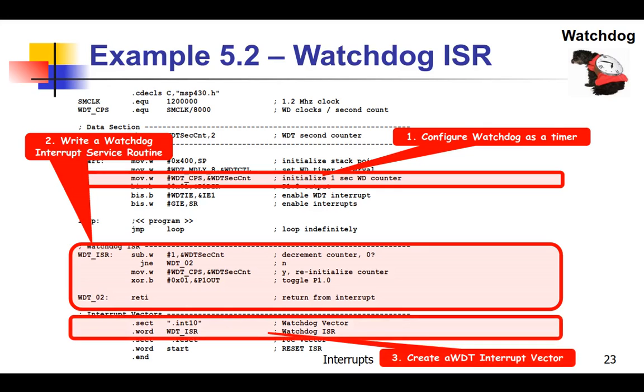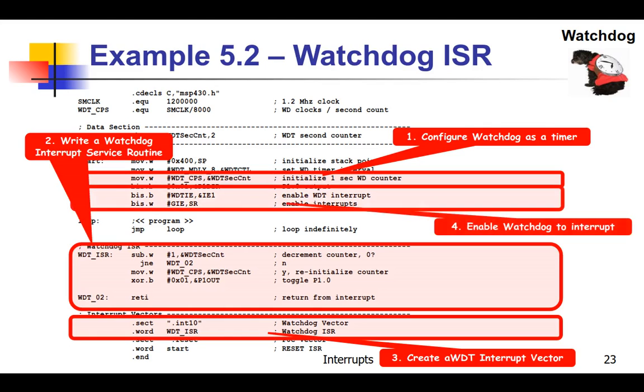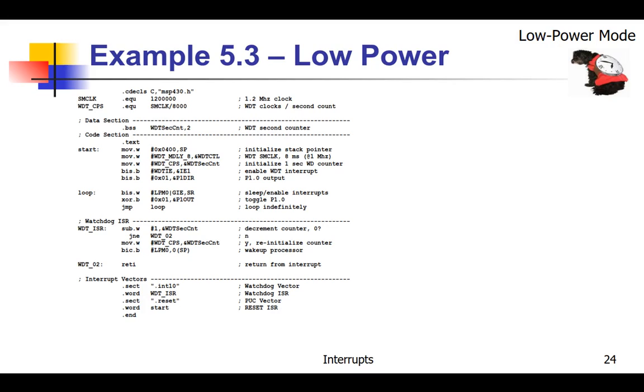And then you need your section for the interrupt, and put that word, WDT_ISR, so it will know where to go when you get an interrupt. And you need to enable the watchdog timer to interrupt, both the global interrupt enable and the watchdog timer. You need to enable that. So here's another example.